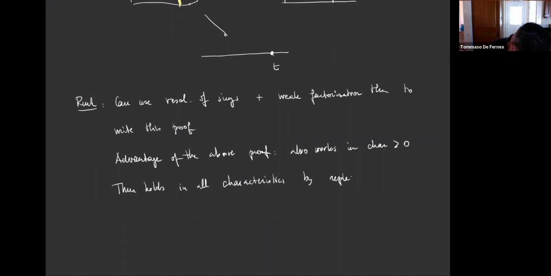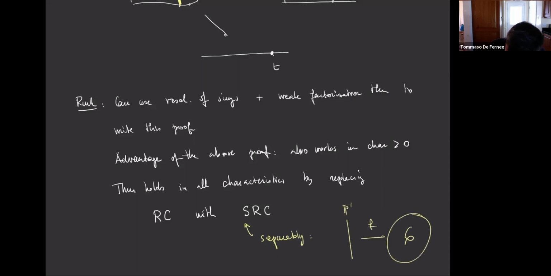By replacing the letter RC with the letter SRC, where S stands for separably. So what we do is that when we look at a map from P1 to a variety joining two given points, we ask this map to be separable. So if instead of looking at a rationally connected locus, you've got a separably rationally connected locus, then you actually get the same conclusion.